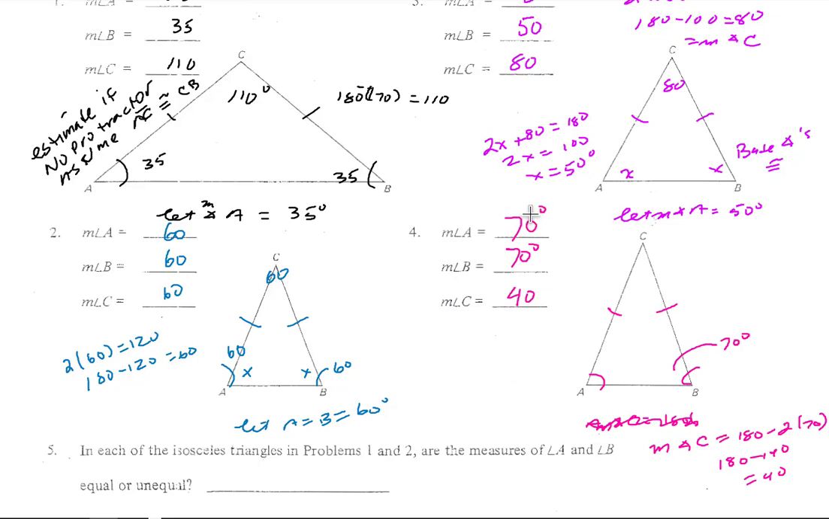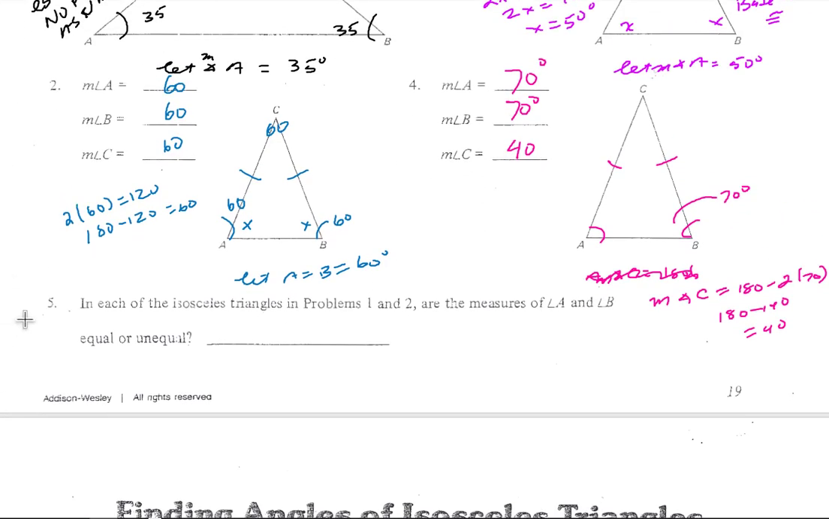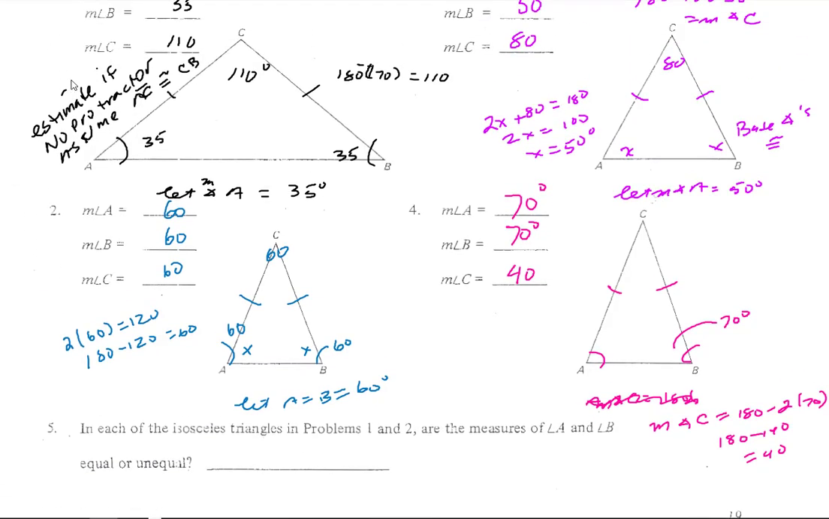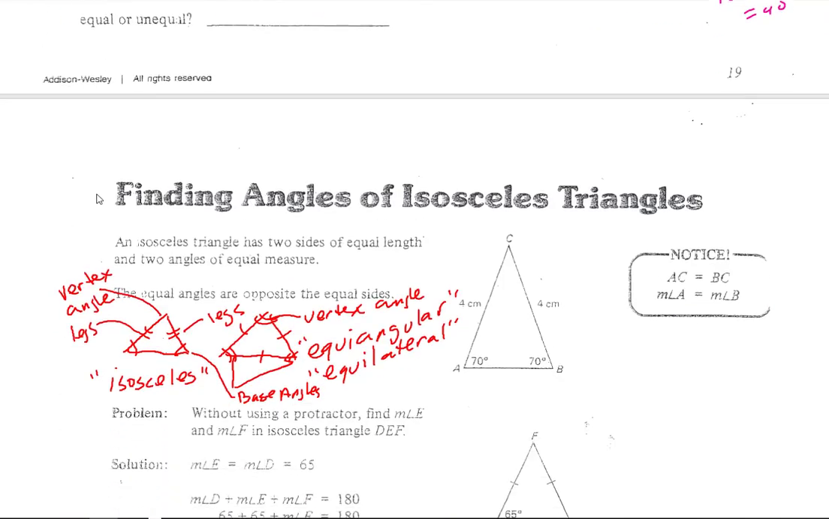Then for number 5, it asks us, in each of the isosceles triangles in 1 and 2, are the measures of A and B equal or unequal? In an isosceles triangle, the base angles are congruent, and A and B are the base angles, so they must be congruent.